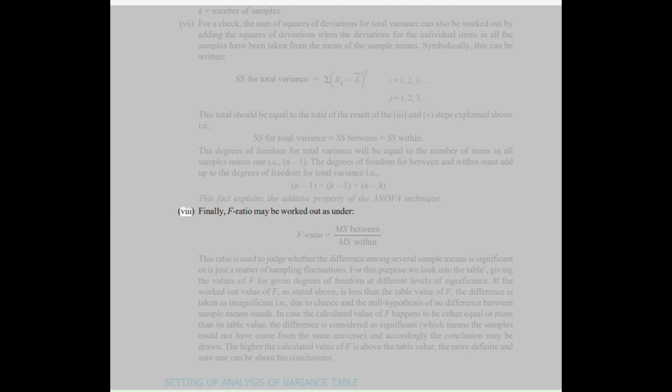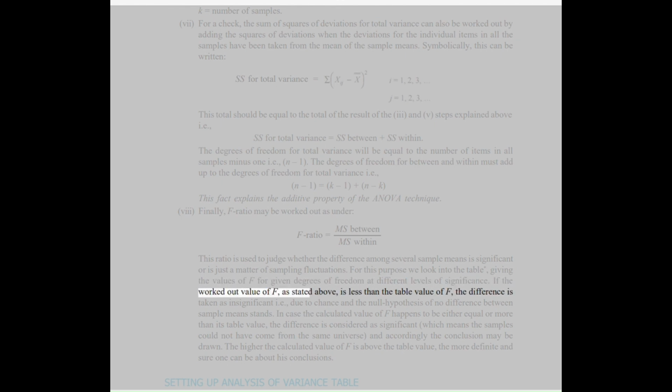8. Finally, the F ratio may be worked out as under: F ratio is equal to MS between divided by MS within. This ratio is used to judge whether the difference among several sample means is significant or is just a matter of sampling fluctuations. For this purpose, we look into the table giving the values of F for given degrees of freedom at different levels of significance.